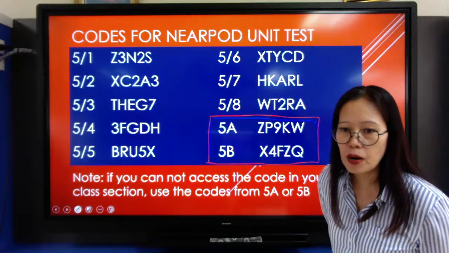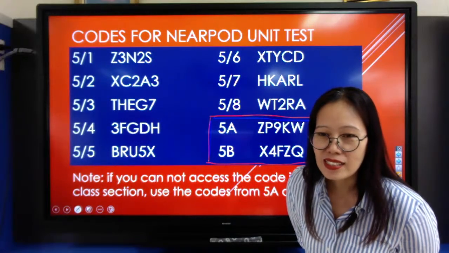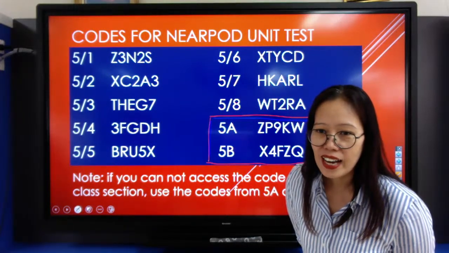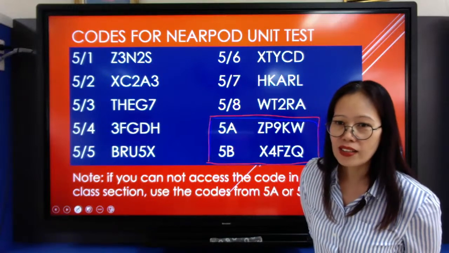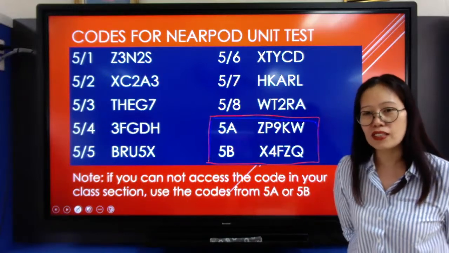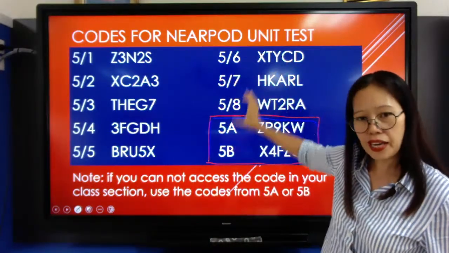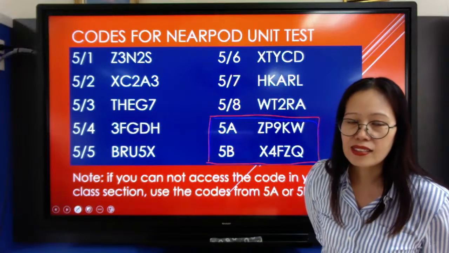Okay, do you have any problem joining? Yes. Yeah, of course, because you used the code a while ago. That code is already used. You cannot use that code anymore. So these are the new codes, okay? Please use these codes. Are you okay?